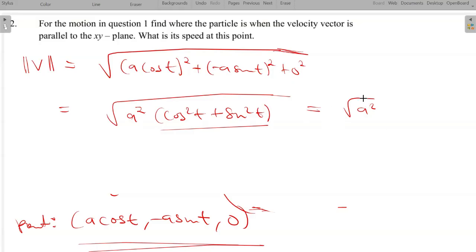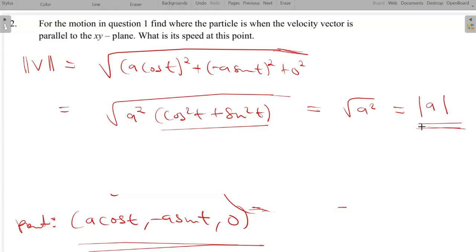The root a squared, I can redefine by how the modulus is defined, meaning this is just the modulus of a. So whenever the velocity lies in the xy plane, the speed is going to be this, the modulus of a. According to the time t which we found, that is going to be our speed.